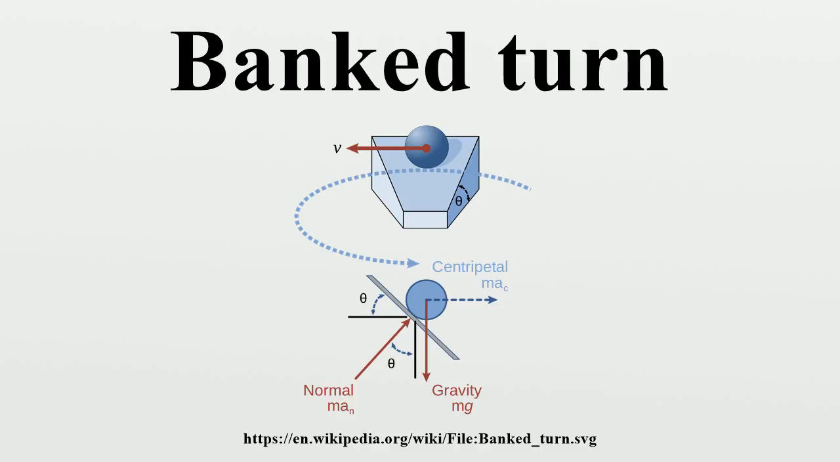Once again, there is no motion in the vertical direction, allowing us to set all opposing vertical forces equal to one another. These forces include the vertical component of the normal force pointing upwards, and both the car's weight and the vertical component of friction pointing downwards.